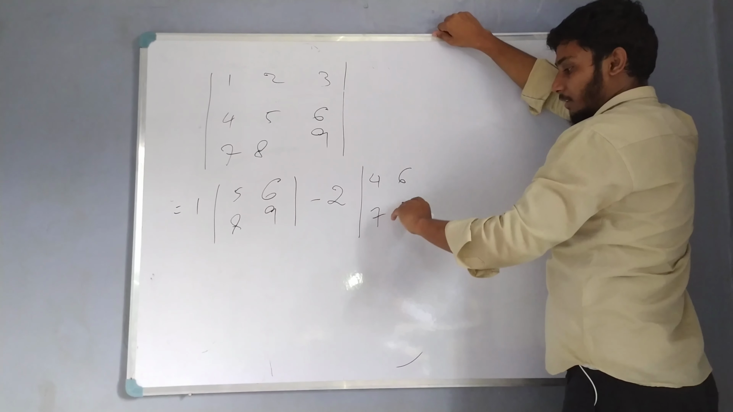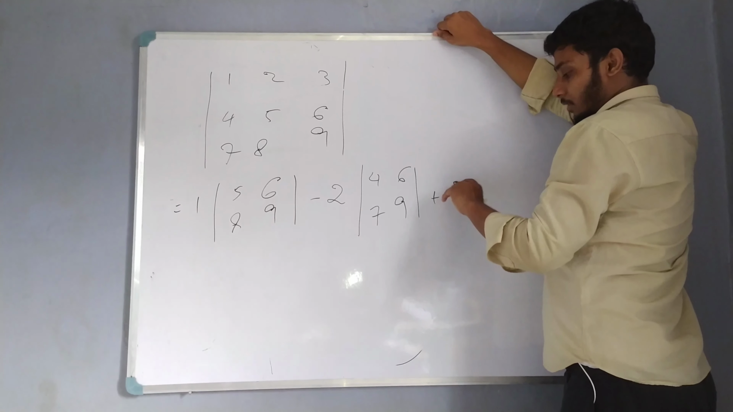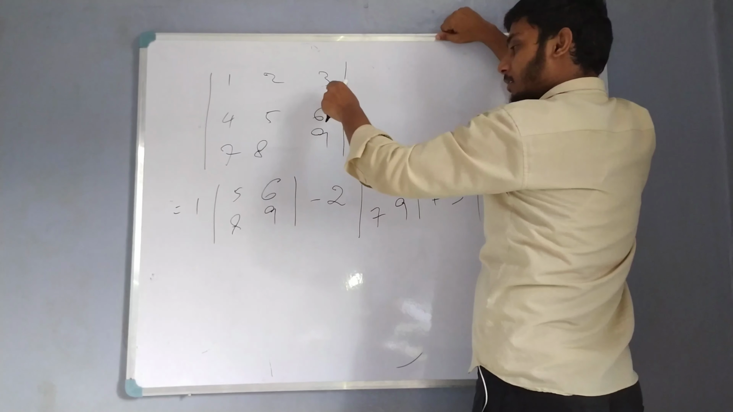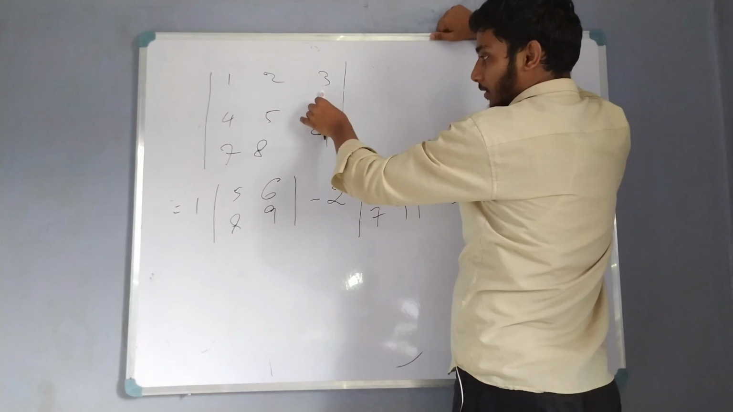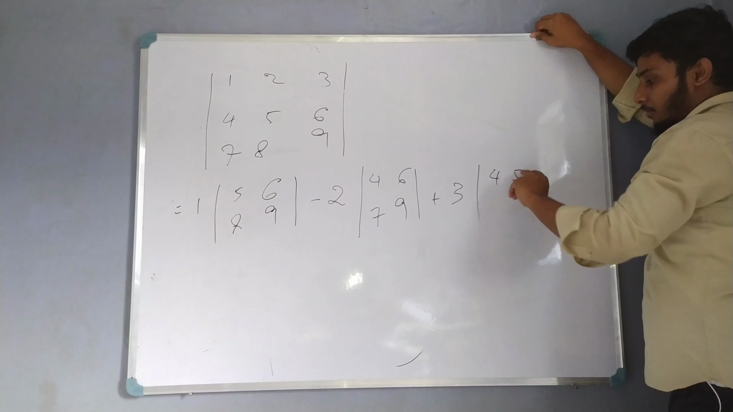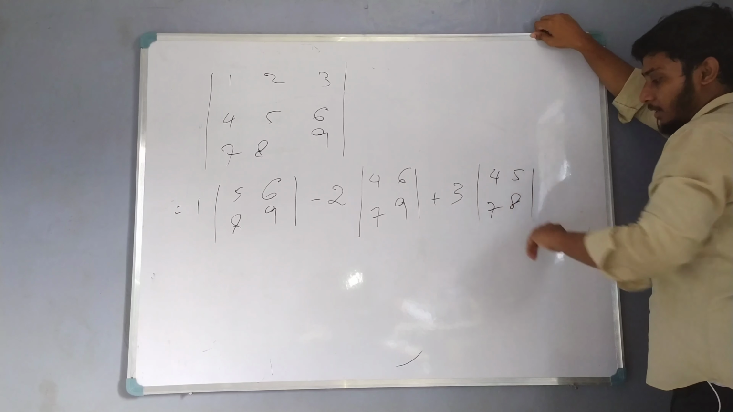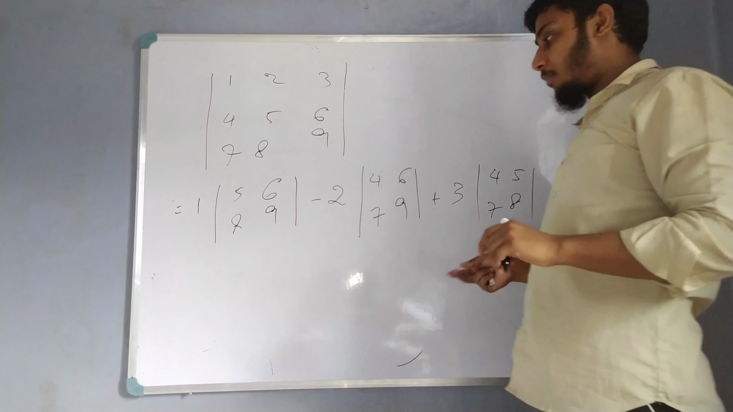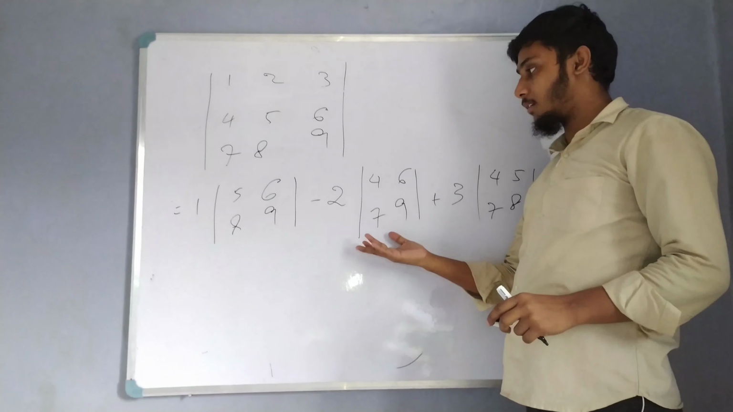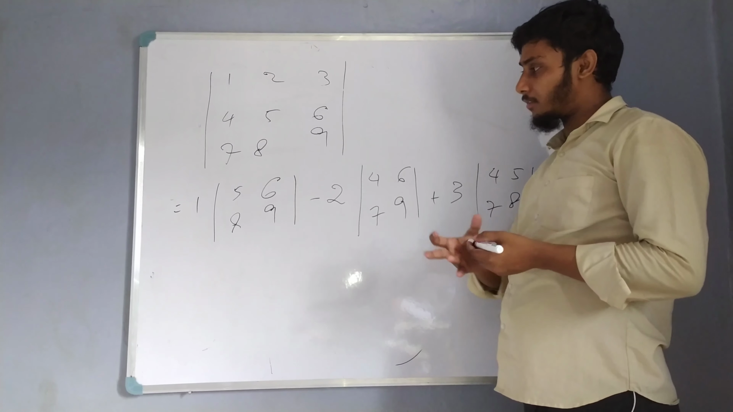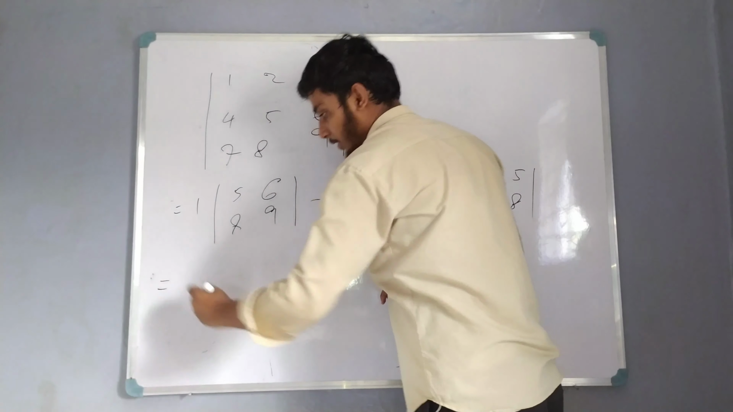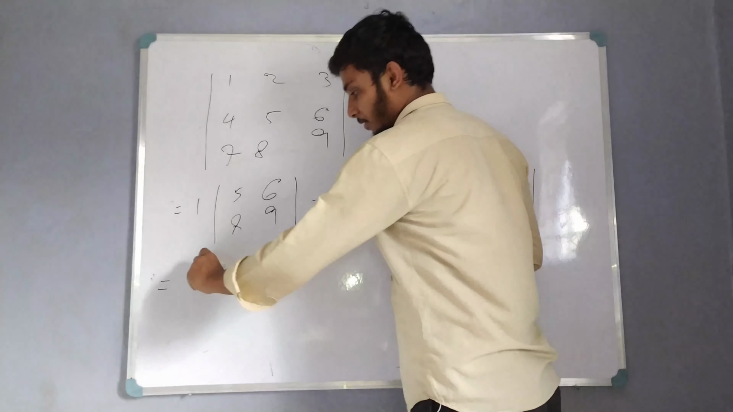Now you have to take 3. And the row in which 3 is and the column in which 3 is, you have to eliminate. You will get 4, 5, 7, 8. Since we are in the earlier classes of determinants, we are writing this, but once we have command of the expansion of determinants, we will expand this determinant directly in one step. So one step will be safe.